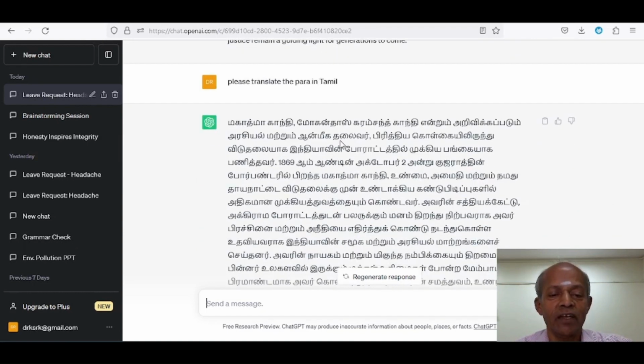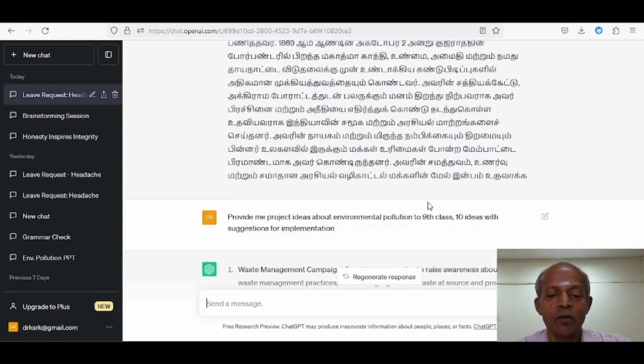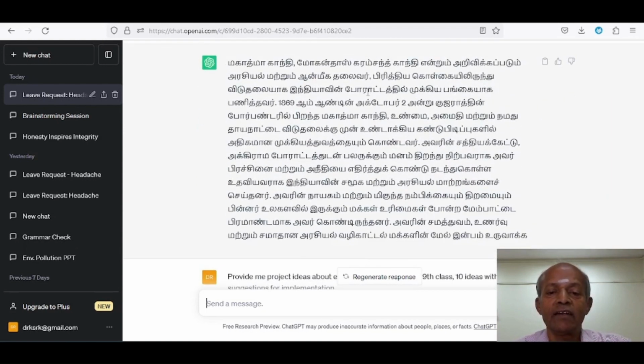So it has translated into Tamil, but we know very well that the translation is not perfect. As far as translation is concerned, we cannot take the translation as 100% accurate. To some extent it can give the translation, at the same time we should be very careful about the exact translation, and therefore we have to further modify it according to our knowledge about the translation.